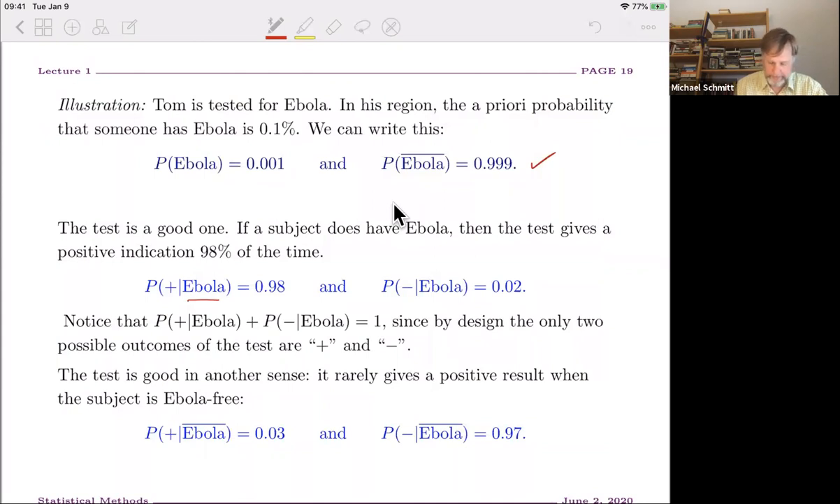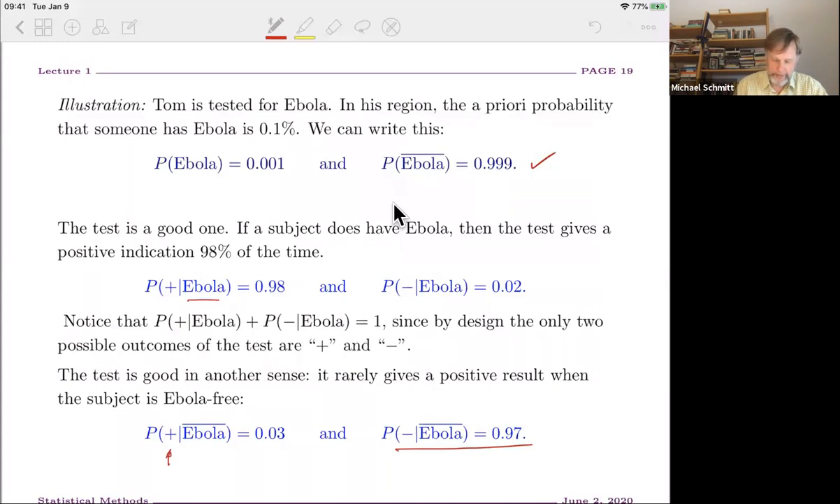Okay, and then similarly, if you don't have Ebola, the chance that it gives you a negative reading is again very good, 0.97, which means the chance that you get a false positive here when there's no Ebola is only 3%. So we have now the information needed to calculate or inform Tom what is the probability that he actually has Ebola. Now, what do you think?